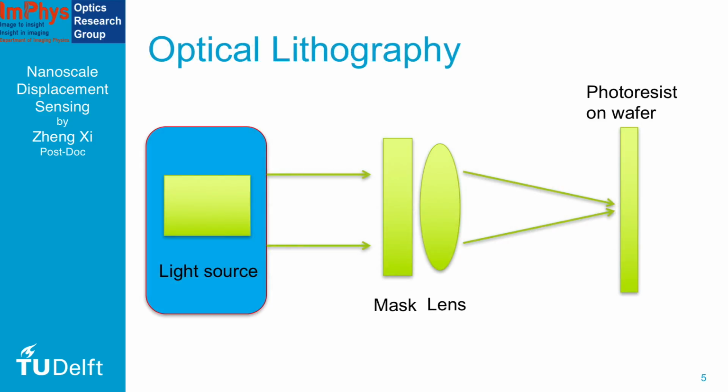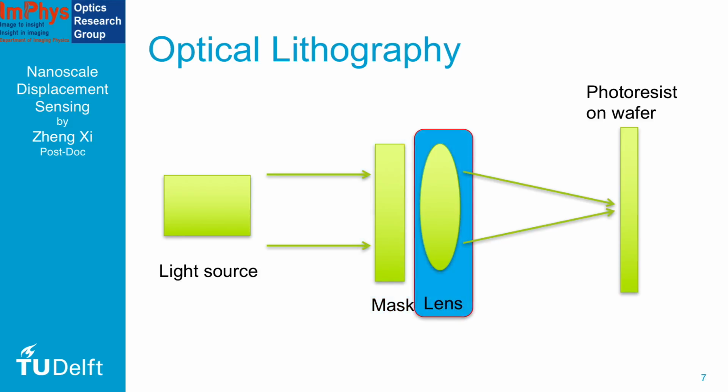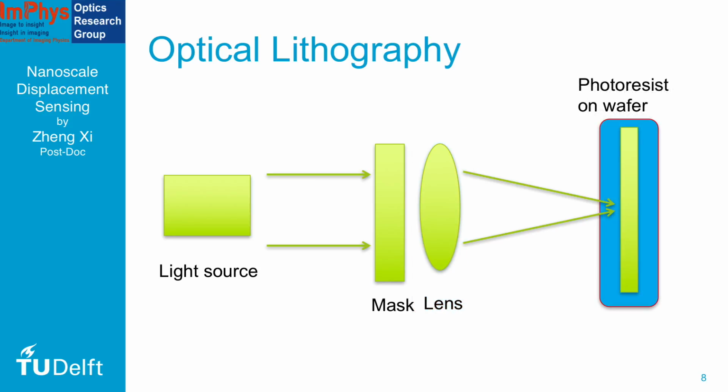In order to fabricate these small lines, we need a process called optical lithography. It basically involves several main components. The light source, which emits short wavelength light. A mask, which predefines the pattern of the lines you want to fabricate. A lens, which demagnifies the pattern from the mask. And a wafer with photoresist on it for the final layout of the pattern.